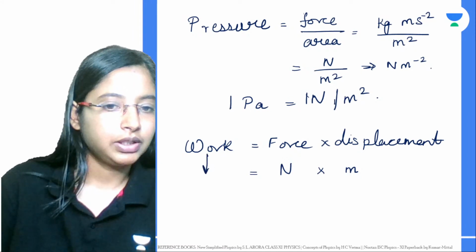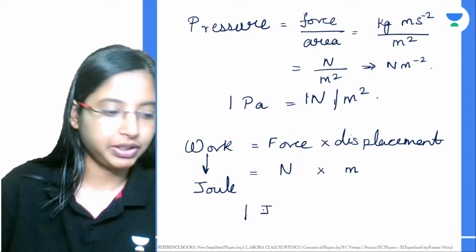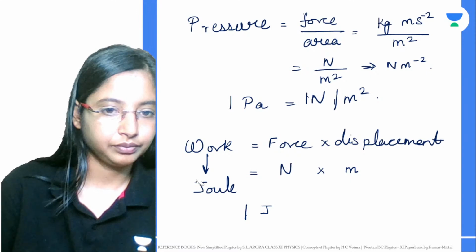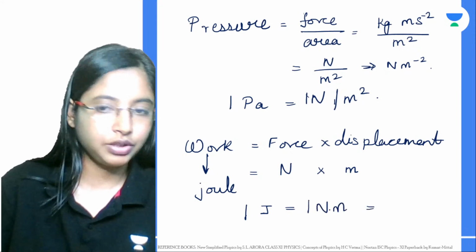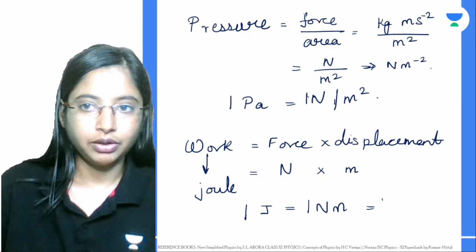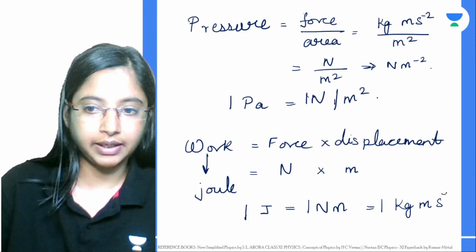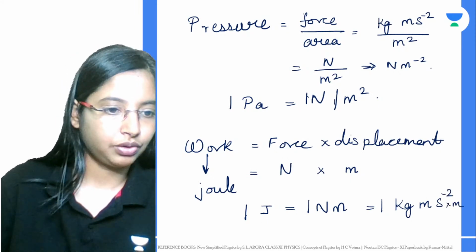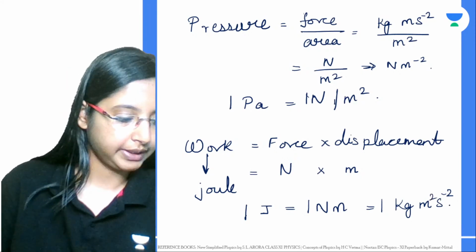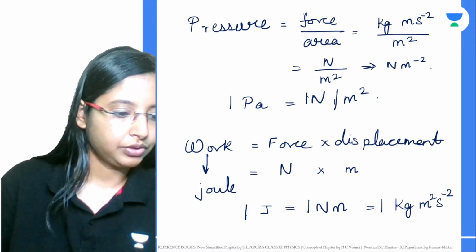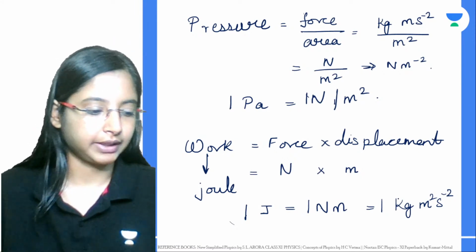Okay, great. So the unit of work is Newton meter, given by joule. 1 joule is 1 Newton meter. If I want to express it in terms of kilogram, meter and seconds, force is kilogram meter second inverse 2, into another meter, so this becomes 1 kilogram meter square per second square. So the unit of work is joules, and 1 joule is 1 Newton meter or 1 kilogram meter square per second square.